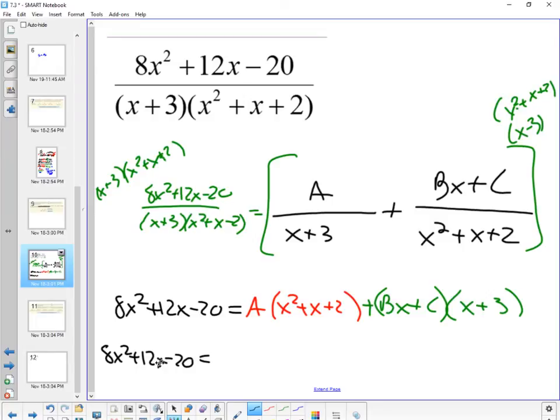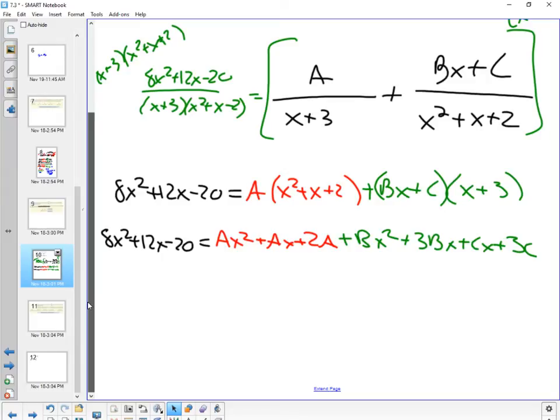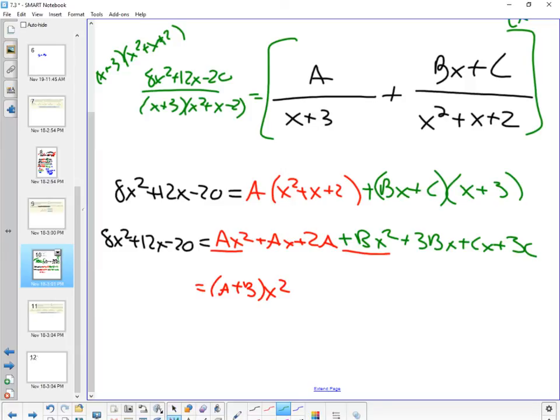So we've got ax squared plus ax plus 2a, right? And then in the green part, we're going to get bx squared plus 3bx plus cx plus 3c. All right, let's put all our x squares together. So we've got ax squared and bx squared, is that all the squares? So that means a plus b times x squared. Now all the x's: that's an x, that's an x, that's an x.